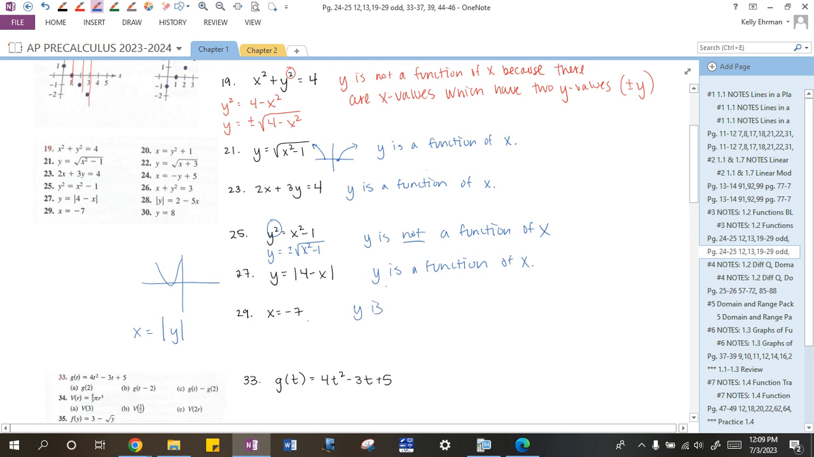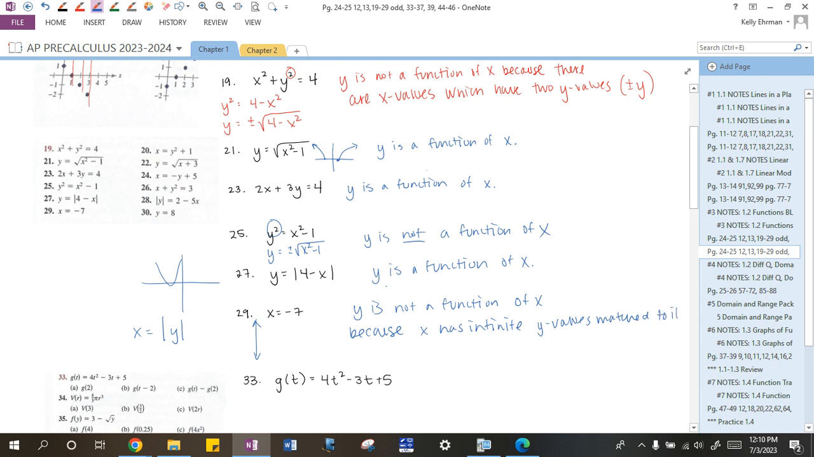So y, there's not even a y to speak of. Y is not a function of x. And that's because this single x value, x equals -7, is mapped to an infinite number of y values. I've got the point -7, 0, -7, 1 billion, -7, 10, whatever. So because x has infinite y values matched to it.